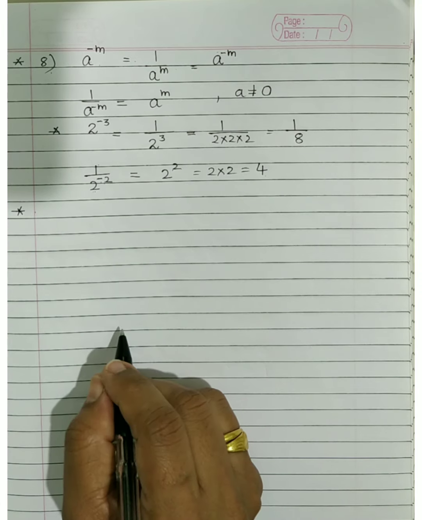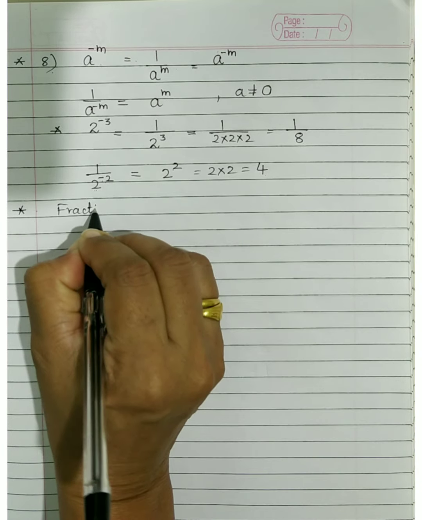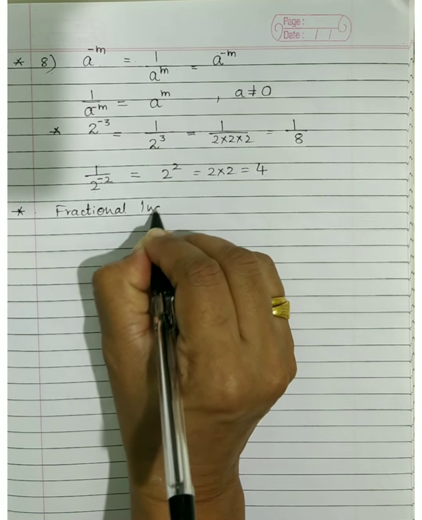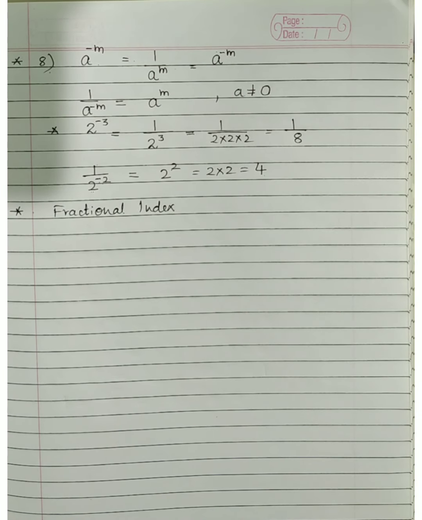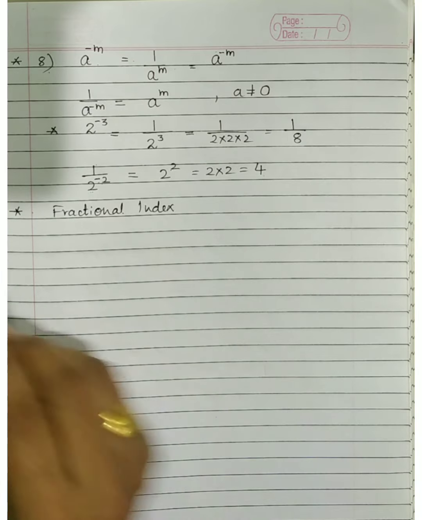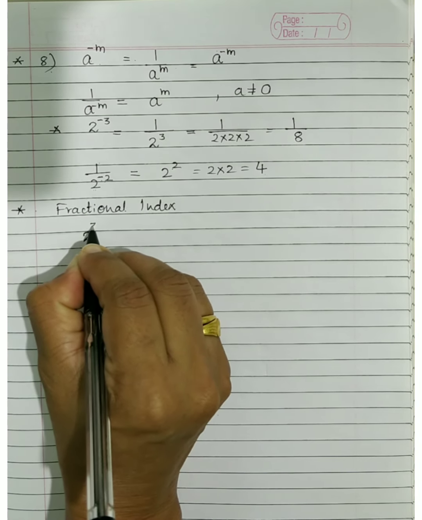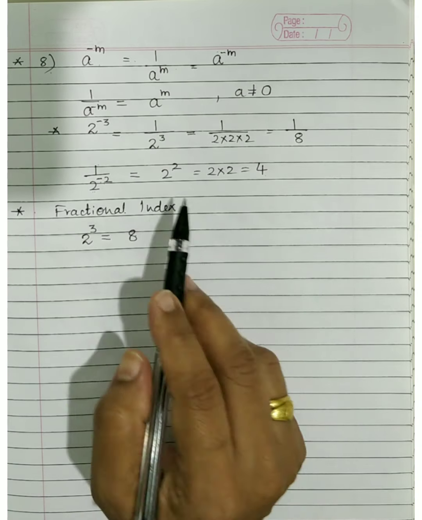Next comes another very important part which sometimes children get confused. Those are fractional indices. Before understanding fractional indices, you need to understand a certain concept. For example, 2 raised to 3 is what? 8. Here also understand, children.